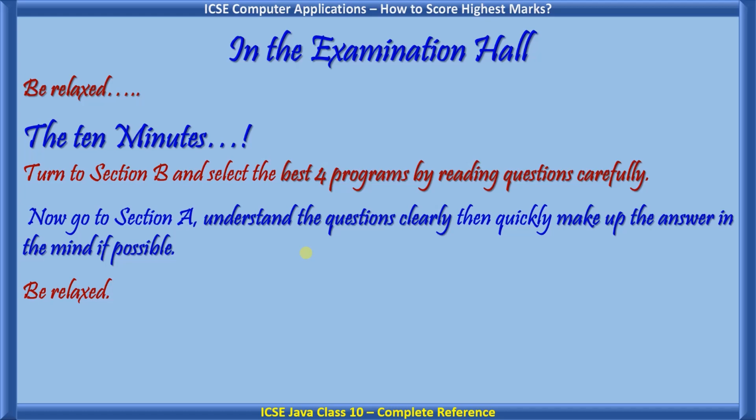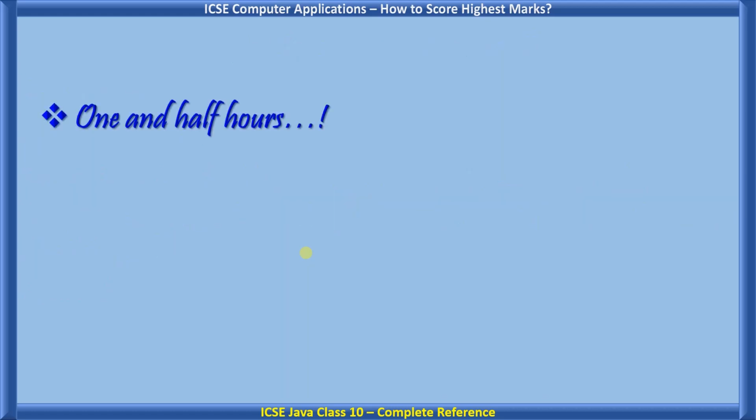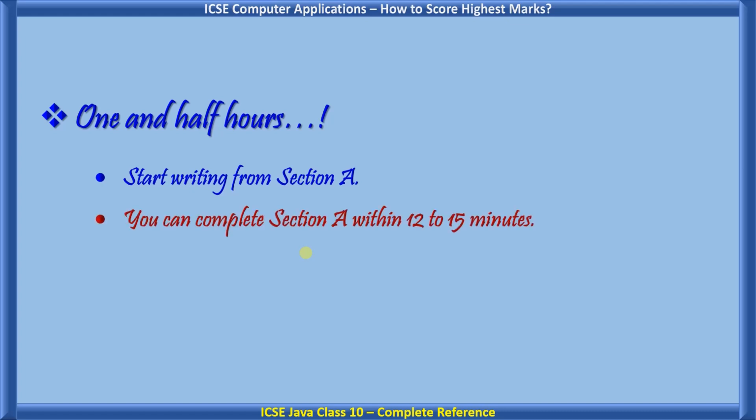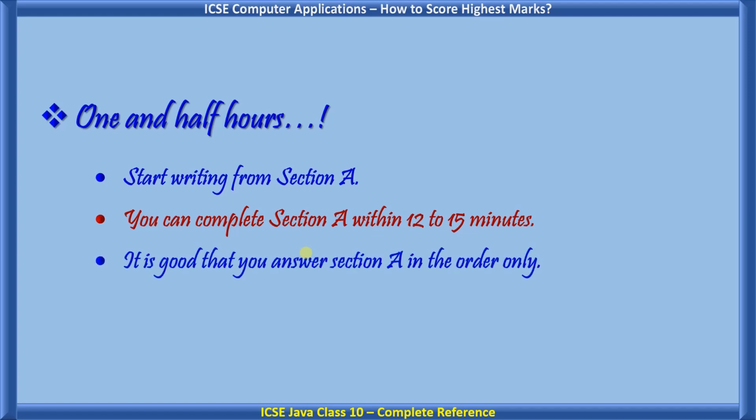So just before you start writing, you will know the answers mentally. So please be relaxed. How would you manage 1.5 hours of writing? Start writing from section A. You can complete section A within 12 to 15 minutes. I would always recommend that you write section A answers in the proper order, that is 1 to 10. In case you are not sure about the answer to any question, write the number and leave blank space so that later you can fill it. So you will not be wasting so much time on a single question.